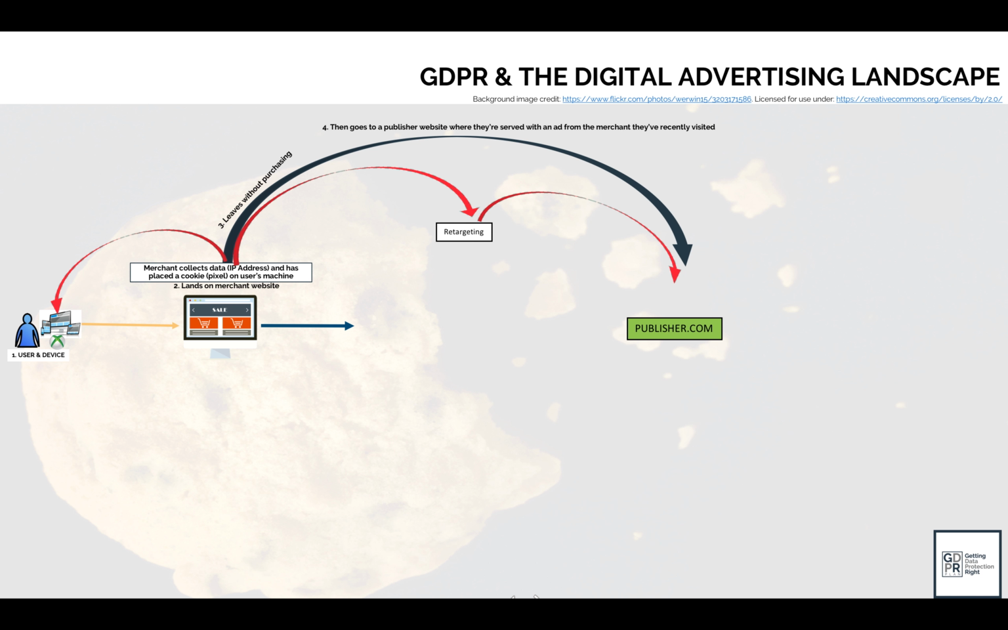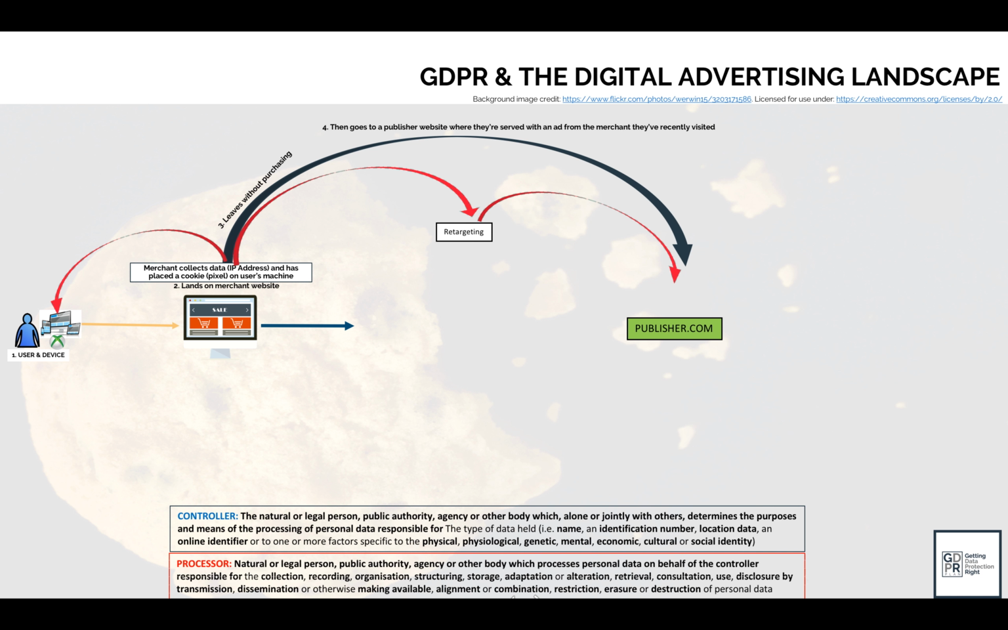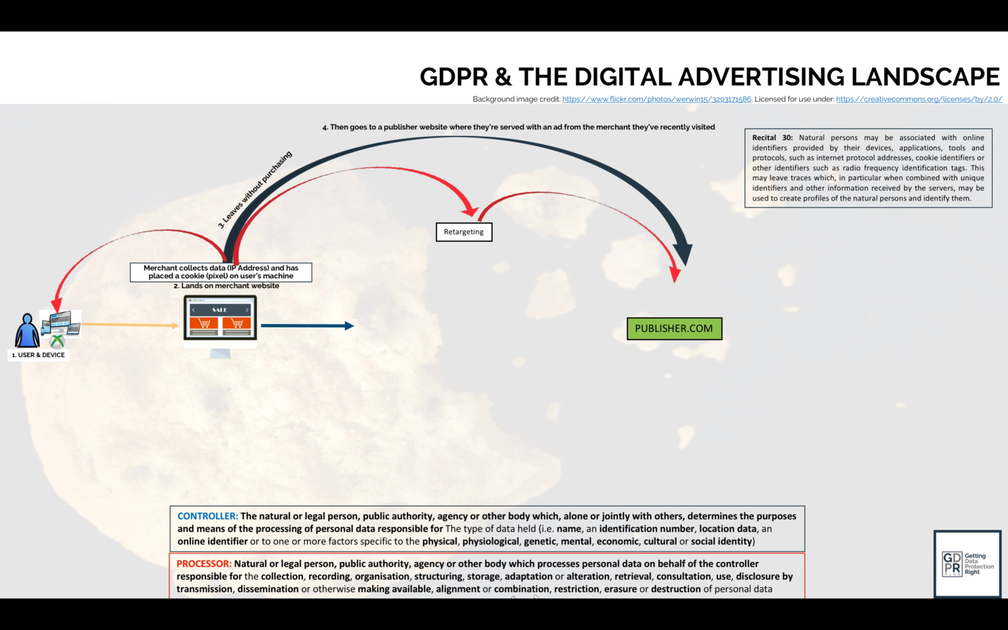So at this point we need to determine, okay, who is a controller and who is a processor, and we also need to understand recital 30 of the GDPR, which states that a natural person may be associated with online identifiers provided by their devices, applications, tools and protocols such as IP address, cookie identifiers or other identifiers such as radio frequency ID tags. This may leave traces which, in particular when combined with unique identifiers and other information received by the servers, may be used to create profiles of the natural persons and identify them, as is the case of what's happened here.